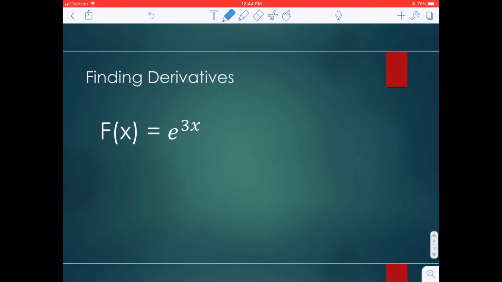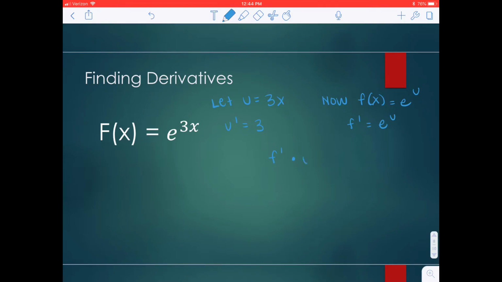Looking at e to the 3x. Again, let's let u equal 3x. So now my function is just e to the u. So u prime is going to be 3, and f prime is going to be e to the u. And we're going to take f prime and multiply that by u prime. That's e to the u times 3. And when we clean that up, we have 3e to the 3x.